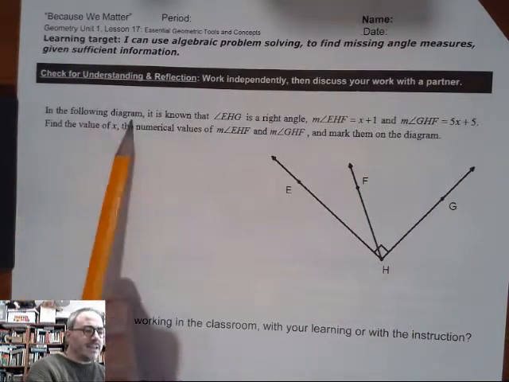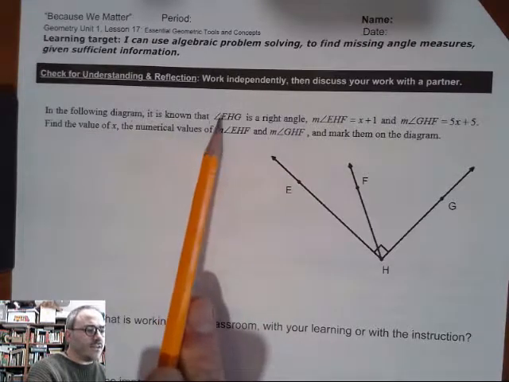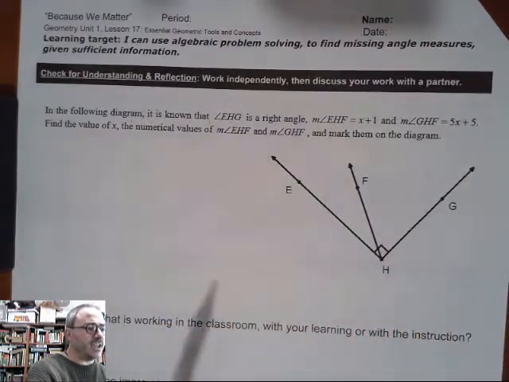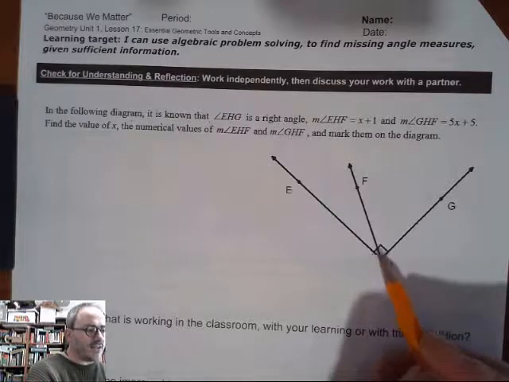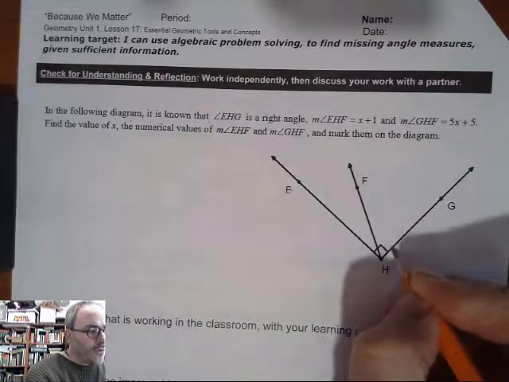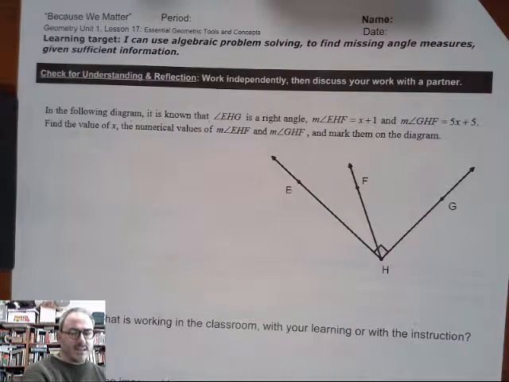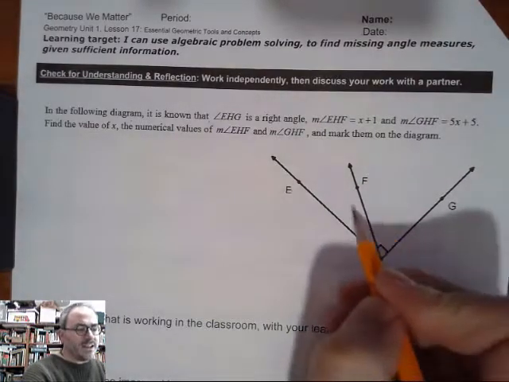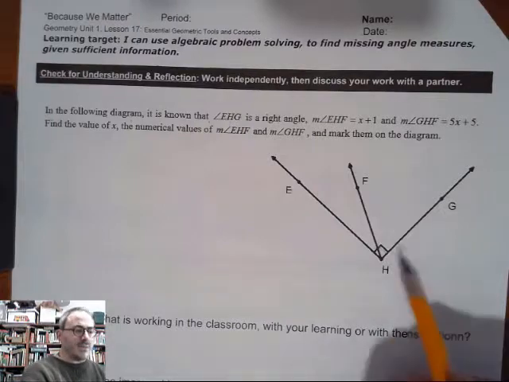In the following diagram, it is known that angle EHG is the right angle. And I put that in the diagram. That little sharp corner tells us that's 90 degrees. So this whole thing, remember, is 90. I'm not going to write that. I don't want to write 90 here or there to confuse us. Just so we remember that this is 90.